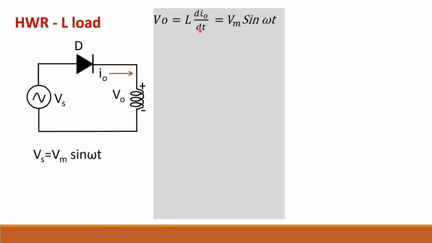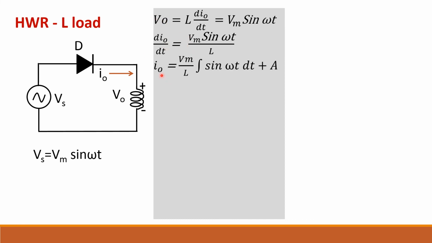This is a differential equation, so integrate on both sides. You will get I0. I0 is equal to this thing plus one constant. You simply integrate sin omega t, you will get cos omega t. The integration is with respect to dt, so you will get one omega term here. Now you have to find what this constant A is.